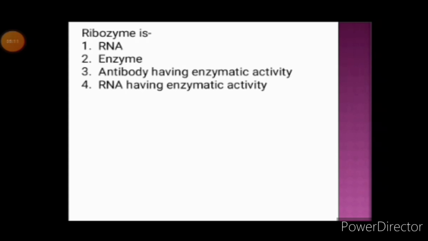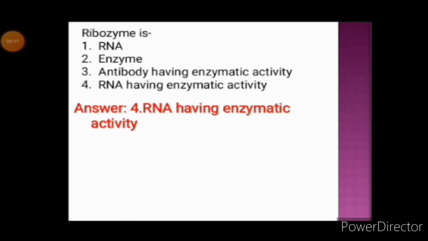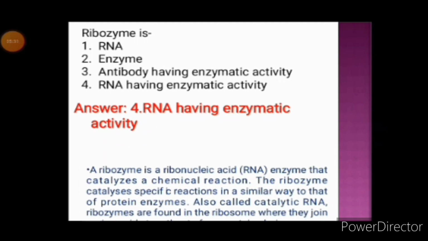Next question. Ribosome is option 1 RNA, option 2 ribozyme, option 3 antibody having enzymatic activity, and option 4 RNA having enzymatic activity. And the correct answer is option 4, that is RNA having enzymatic activity.